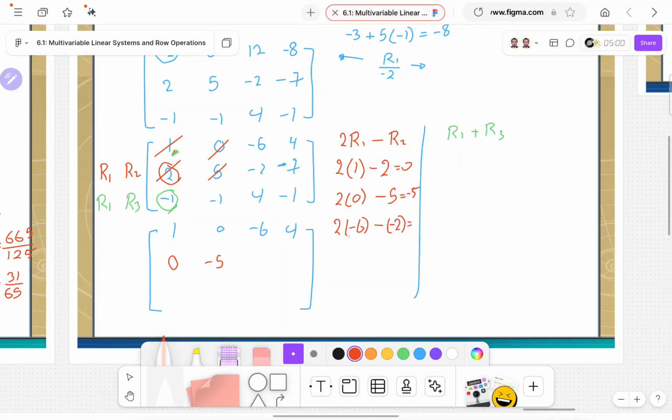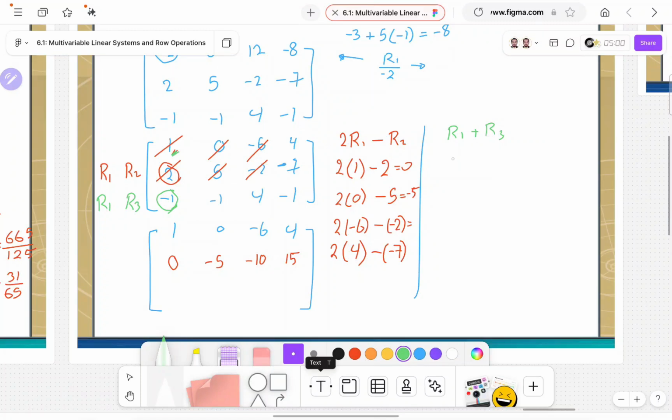So the answer is negative 12 plus 2, which is equal negative 10. Then finish from this. 2 times row 1 is 4 minus negative 7. So 2 times 4 is equal 8. 8 plus 7 is equal 15. So we finish now from row 2.